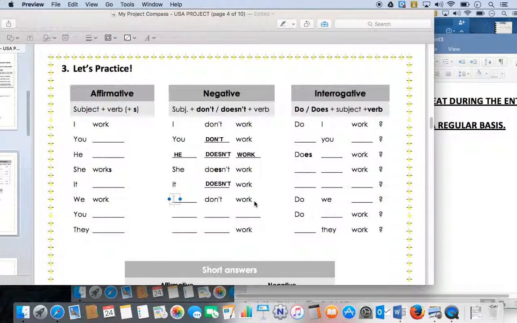Okay, and then we go down here and we will say he, she, it. So let's say we don't work. You don't work. They don't work.